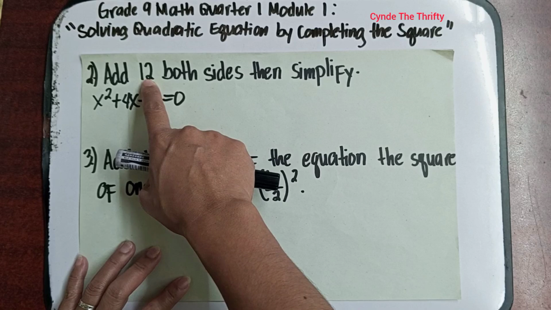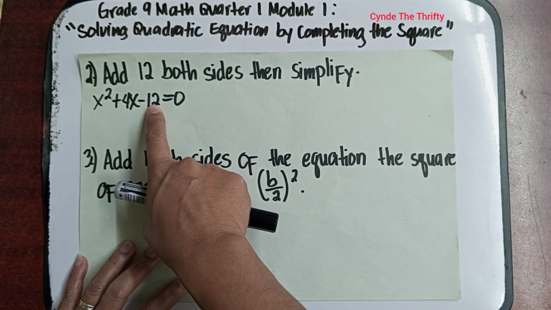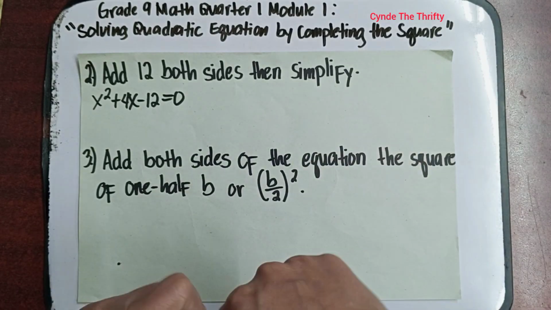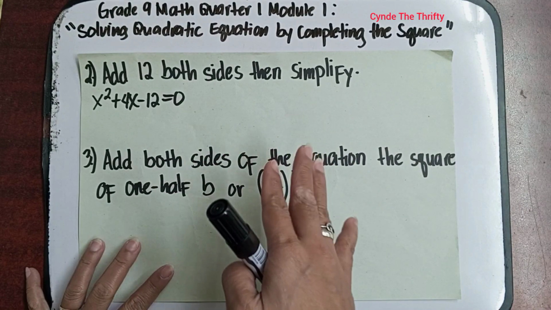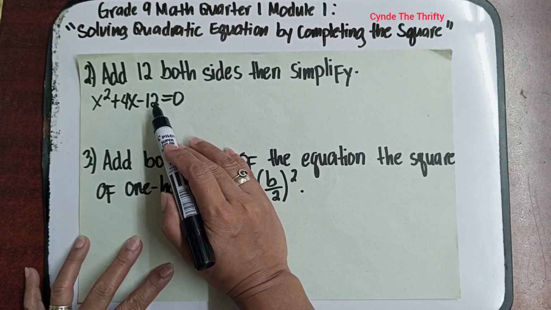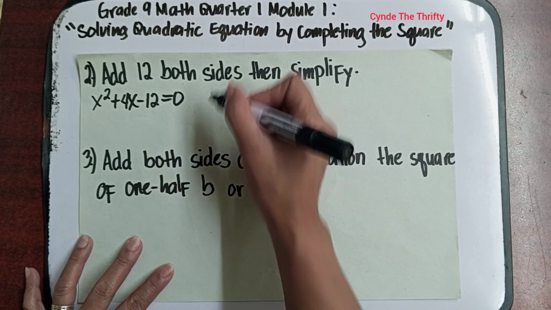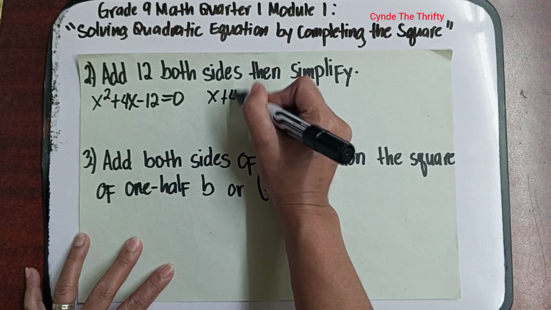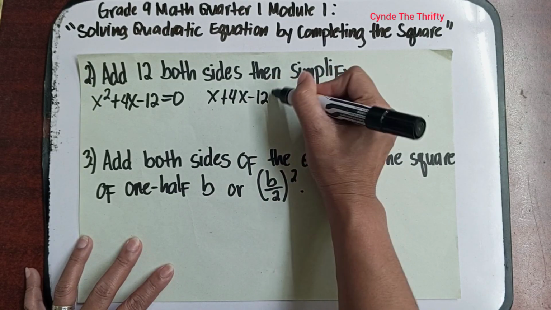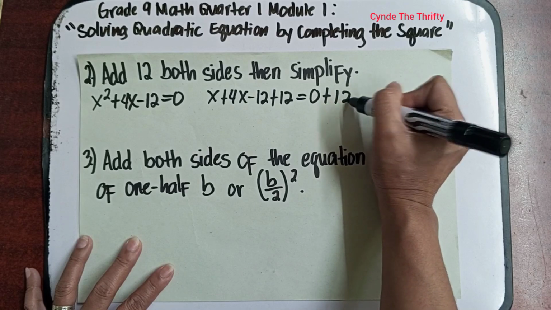Bakit mag-add tayo ng 12? Or simply, ang ibig sabihin nun is ang constant natin, ilipat natin siya sa kabila. Okay, so ang tawag natin doon is APE or addition property of equality. Para malipat natin si negative 12 sa kabila, mag-add tayo ng 12. So, x squared plus 4x, sa both sides tayo mag-add ng 12. Minus 12 plus 12 is equal to 0 plus 12.